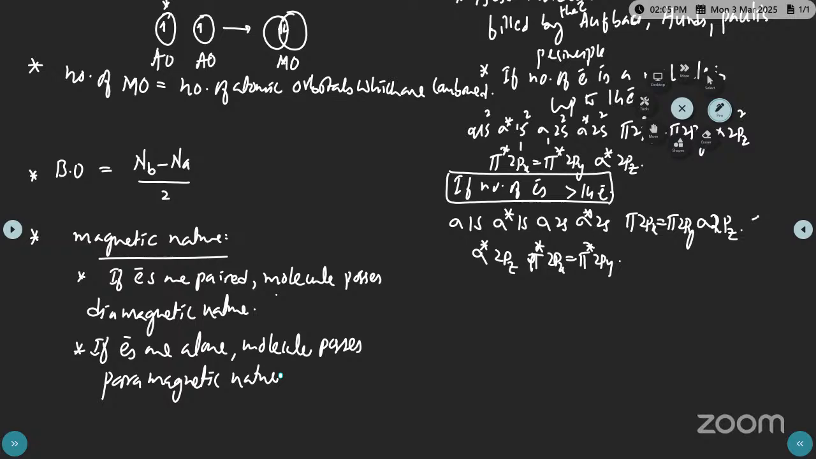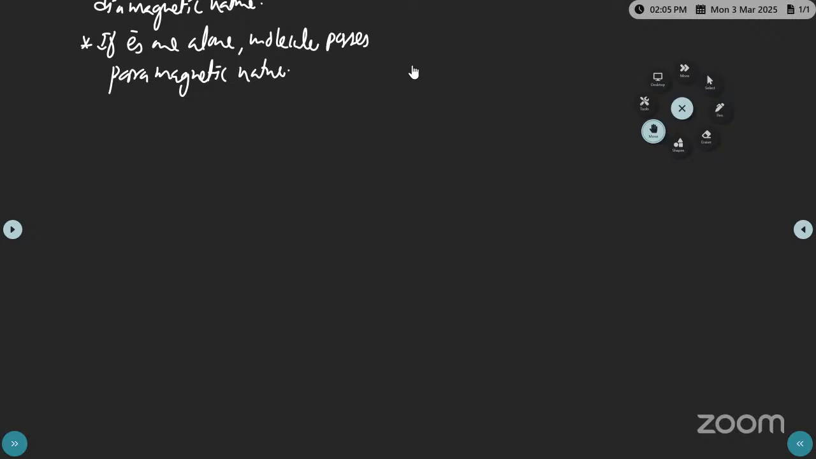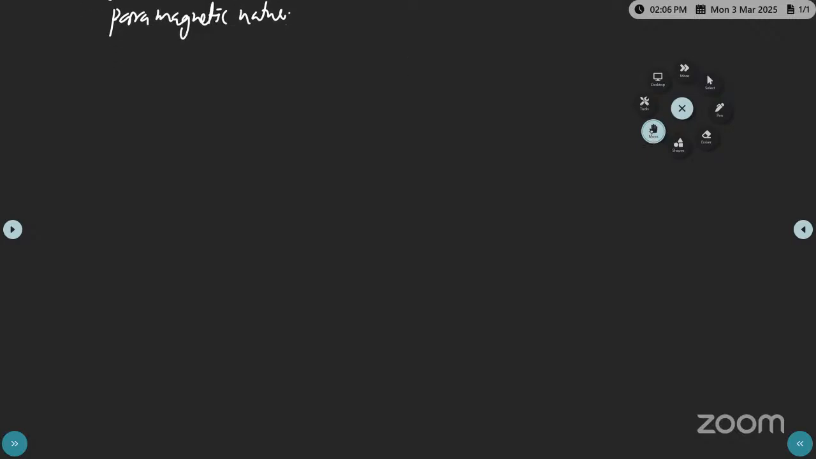Based on that, we have to draw some energy diagrams of homoatomic and heteroatomic molecules. Tell me examples of homoatomic molecules. Homoatomic molecules means the molecule has the same atoms. If the molecule has the same atoms, it is known as a homoatomic molecule.